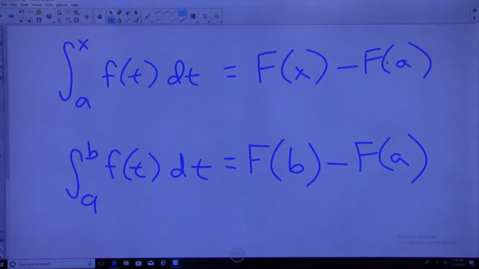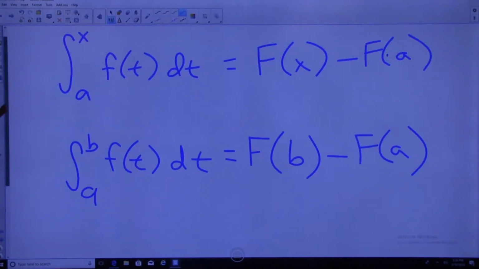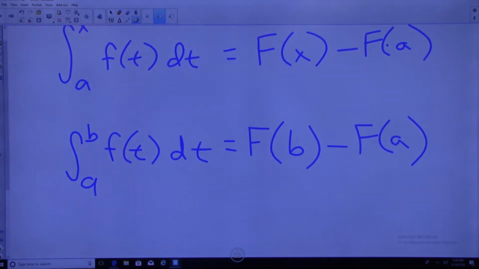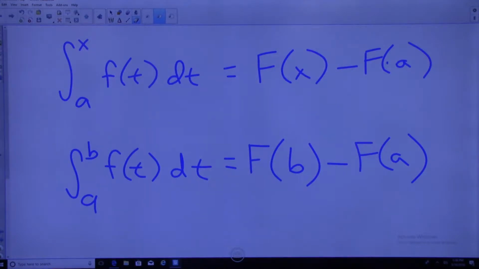So that's where it comes from, guys. That is why the fundamental theorem of calculus part 2 is true. And guys, you can replace this, instead of f of t dt, you can say f of x dx. That works as well. So that's the reason that works. I just want to make sure I pointed that out. I left that out on my last video.